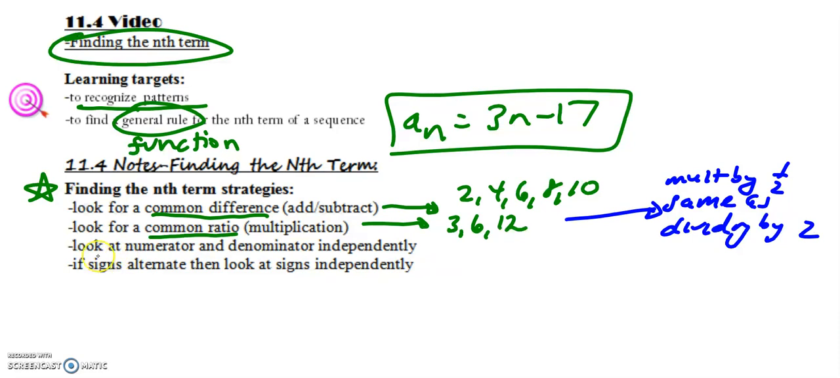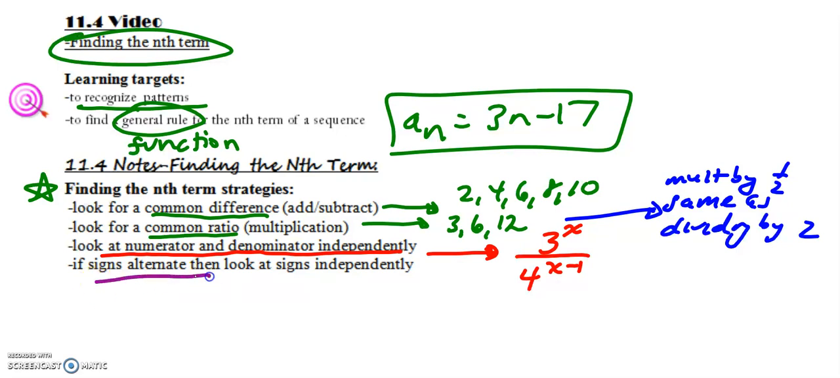Also, sometimes it's useful to look at the numerator and denominator independently. For instance, you might end up with a function where in the top of the function you are finding 3 to the x power, and in the bottom you are finding something like 4 to the x minus 1. So you could have something that's exponential, but the real thing is that your numerator and denominator are 2 different patterns.